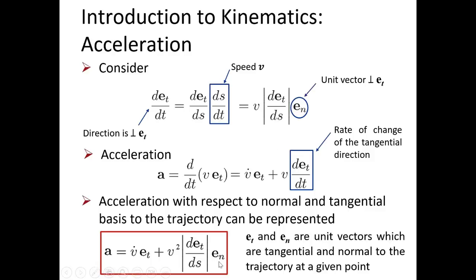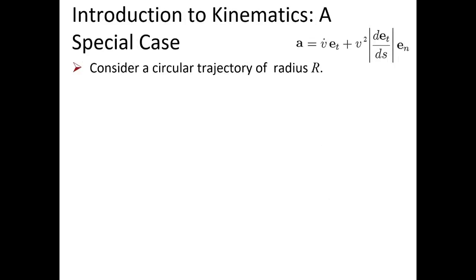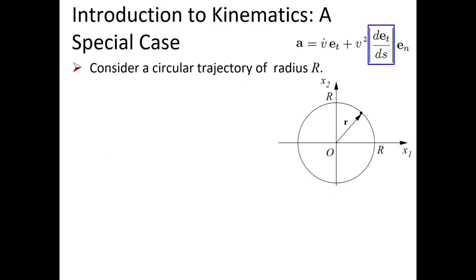So they are unit vectors perpendicular to each other, tangential to the trajectory and normal to the trajectory. Now, if you consider the special case, the familiar case when the trajectory is a circle of radius r, then we will be able to see what this dEt over ds is, whether it is a unit vector or anything else.